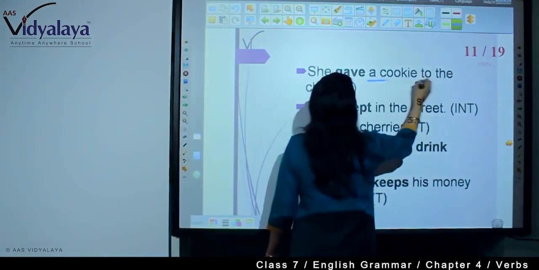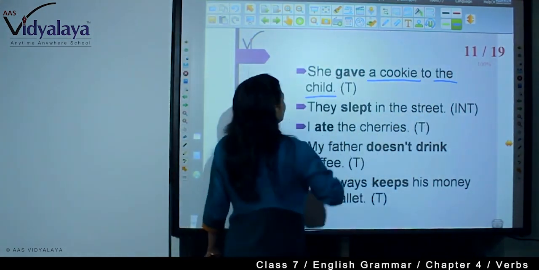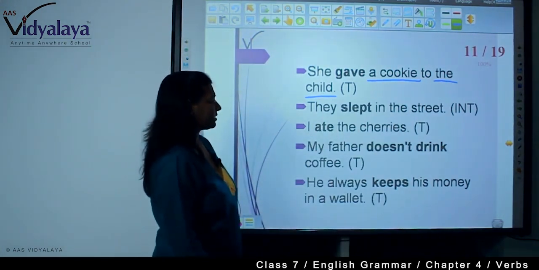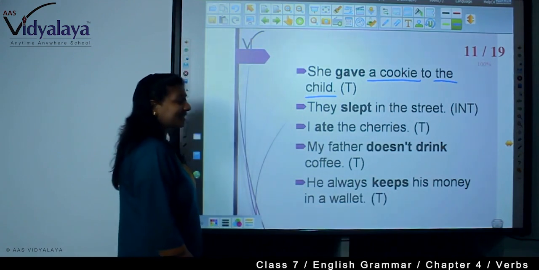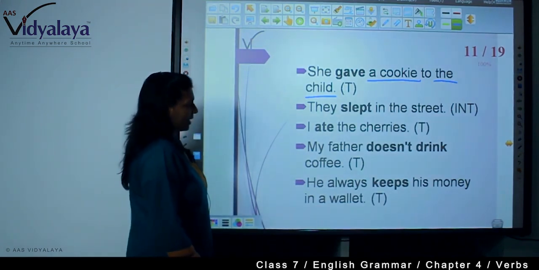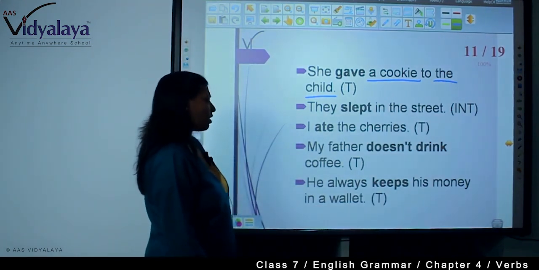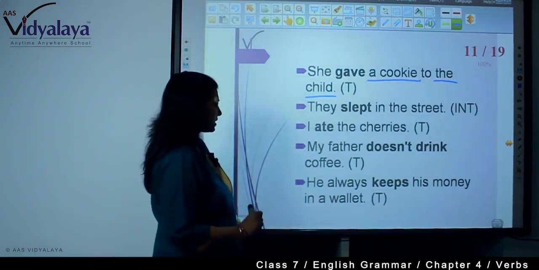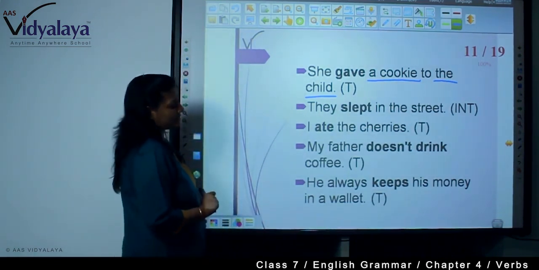Now, she gave a cookie to the child. See, 2 objects. So here this is transitive. They slept in the street, intransitive. I ate the cherries, transitive. My father doesn't drink coffee, transitive. He always keeps his money in a wallet, transitive.